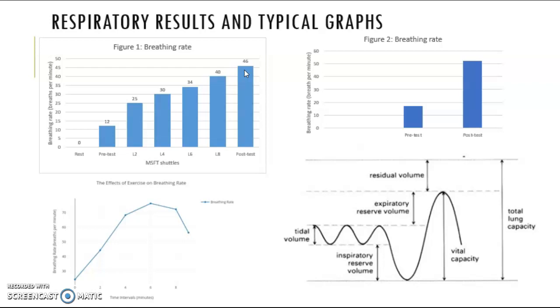From our graph, we can see that our post-test results show that our athlete is working at or near his maximum level. Due to the increase of breathing rate during the multi-stage fitness test, the athlete's ventilation value must have increased, as the equation shows that as one value increases, the other values will also increase.